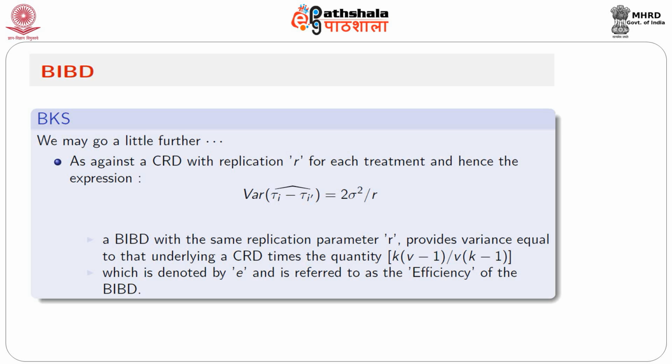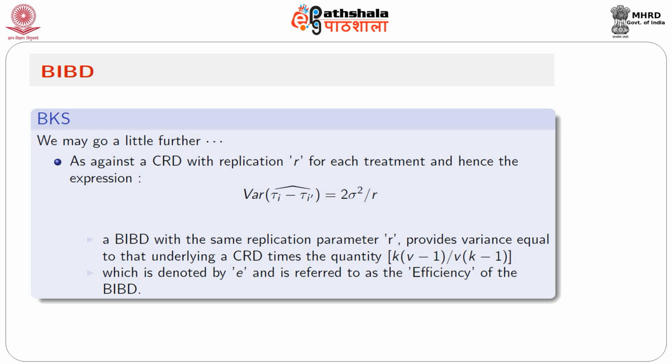So for the BIBD, we have already noted that the expression for the variance of the estimated difference between a pair of treatment effects is given by 2 sigma square by r multiplied by a constant factor, which is k into v minus 1 over v into k minus 1. So now we may go a little further from here.